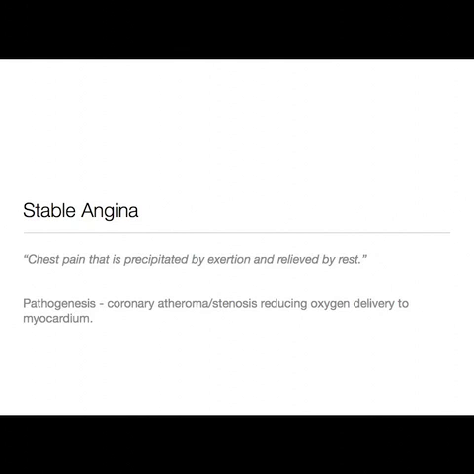Unstable angina, on the other hand, is a result of underlying plaque rupture and is characterized by new onset severe angina or suddenly worsening of previously stable angina. Unstable angina, as mentioned previously, is a form of acute coronary syndrome and is managed as previously discussed. We shall now discuss the treatment of stable angina.